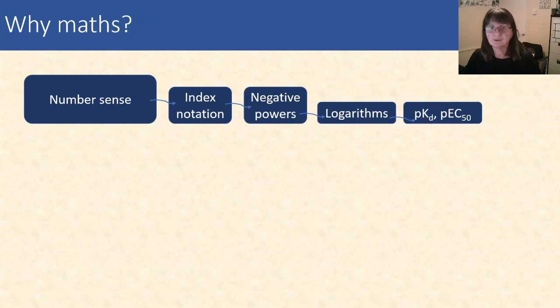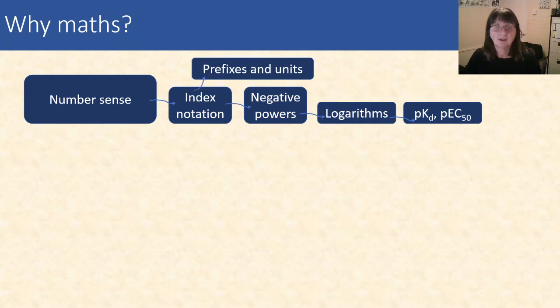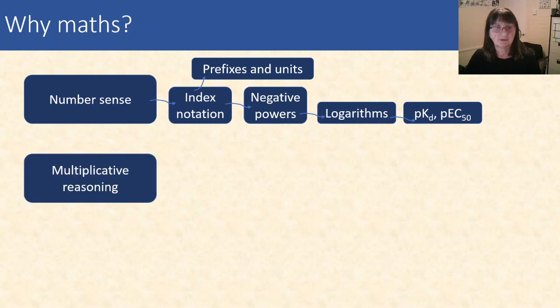Certainly when we move on to logarithms, we lose a lot of students. And that's unfortunate because many of our parameters, pKD, pEC50 for example, are based around this idea of logarithms. Prefixes and units are related to index notation, and there are a number of misconceptions around them amongst some students.